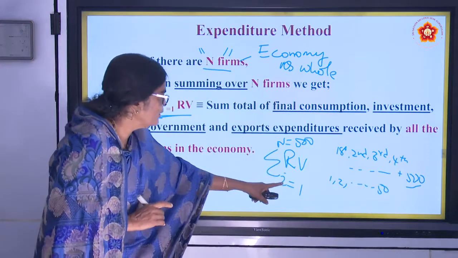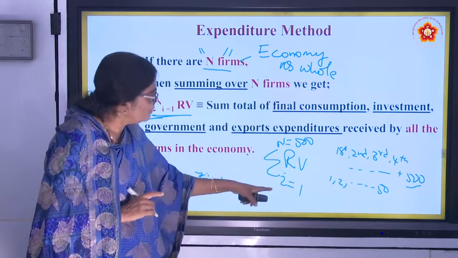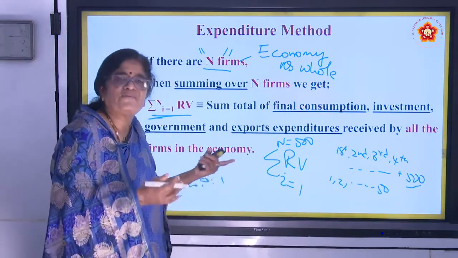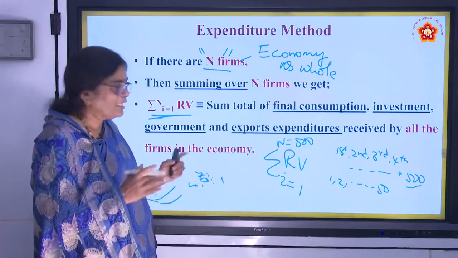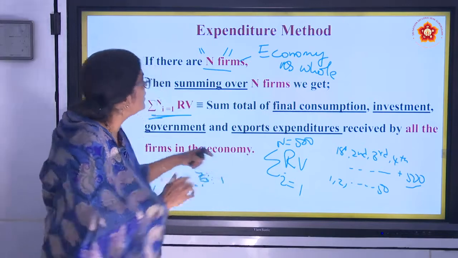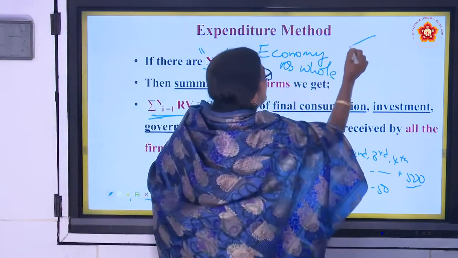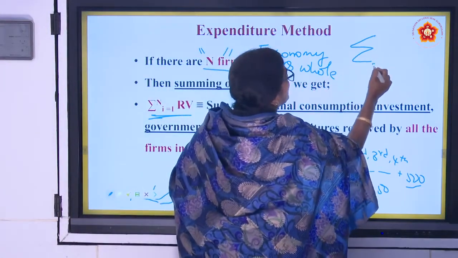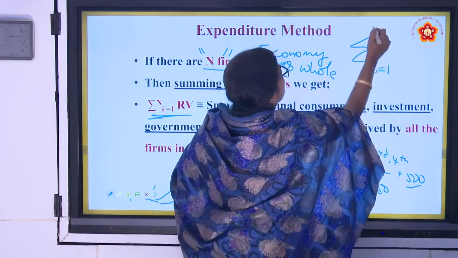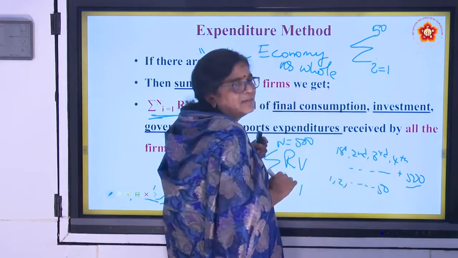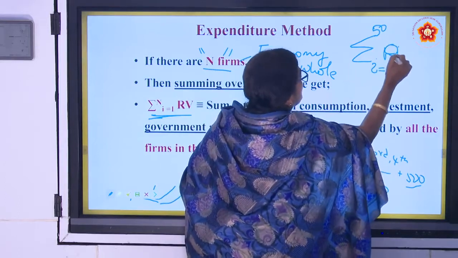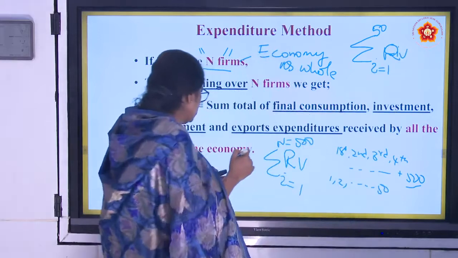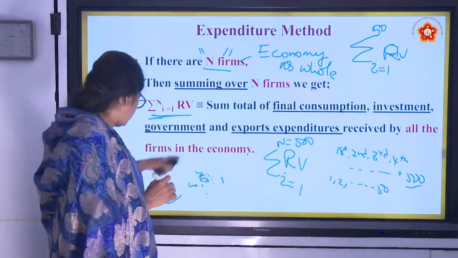Therefore, i varies from 1 to 500, or can vary with the number of firms in the economy. It may vary to any number. That's what we are saying. Summation means adding. For example, for 50 firms, how do you write? i from 1 to 50 I will write, and all the expenditures, C i. I will explain again.